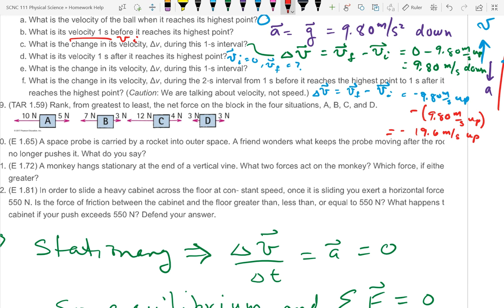Okay, any questions about that one before I move to Danny's question? 19.6 by multiplying? No. No, by what? Minus 9.8 minus 9.8. Subtracting. Oh, it's like adding them. Okay, any other questions on this problem?